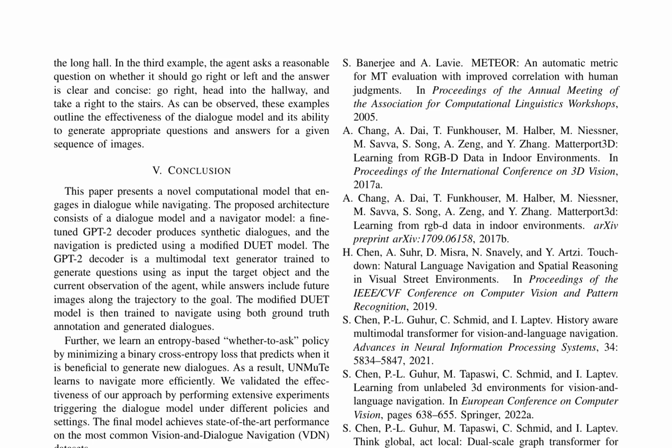The model learns to navigate more efficiently by employing an entropy-based "whether to ask" policy that predicts when it is beneficial to generate new dialogues, achieving state-of-the-art performance on vision and language navigation, VDN, datasets. The authors emphasize the importance of learning from unlabeled 3D environments for vision and language navigation, as well as leveraging image-text pairs from the web to improve navigation. They highlight the role of embodied AI research platforms, such as Habitat, in facilitating the development of such models.